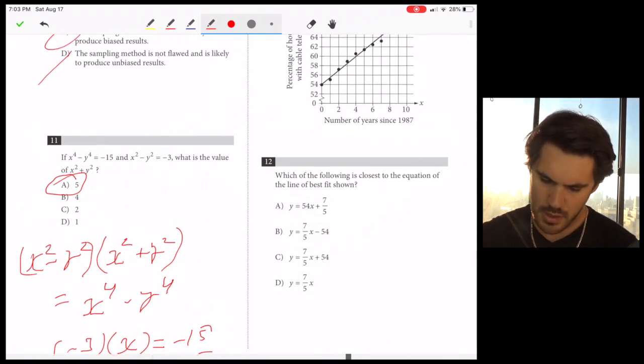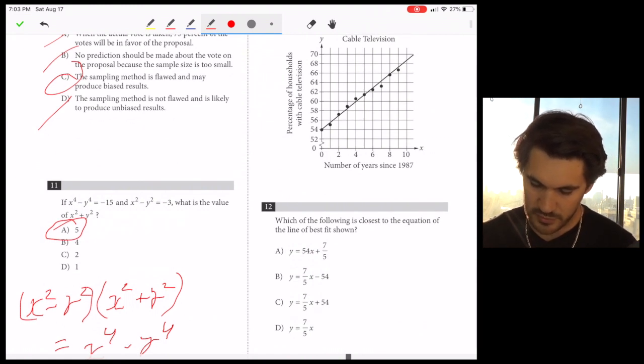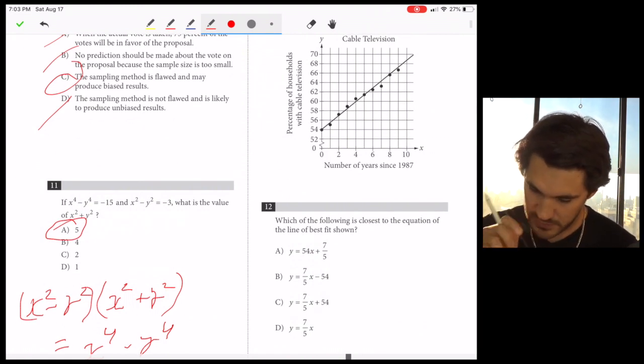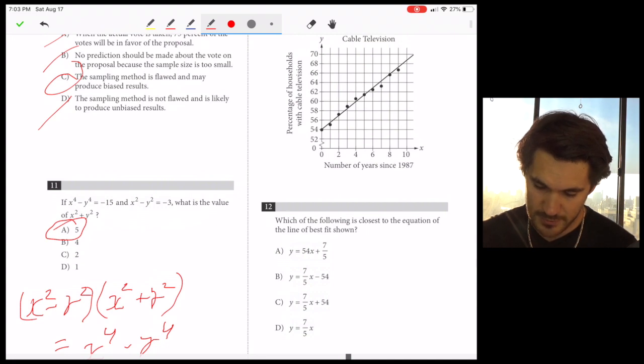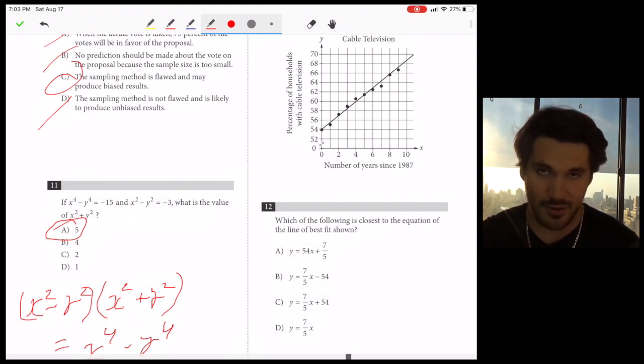Number 12. Which of the following is closest to the equation of the line of best fit shown? Well, we know a couple things, right? At 0, our y value is 54. So the only answer choice that has a y-intercept of 54 is C.